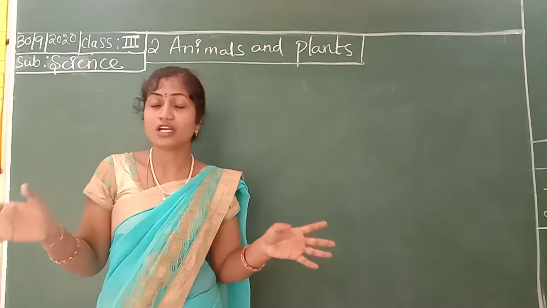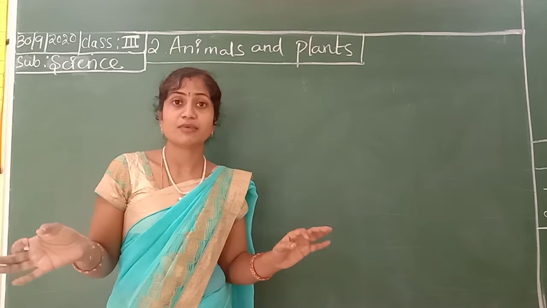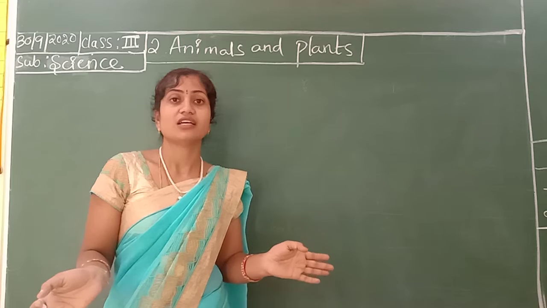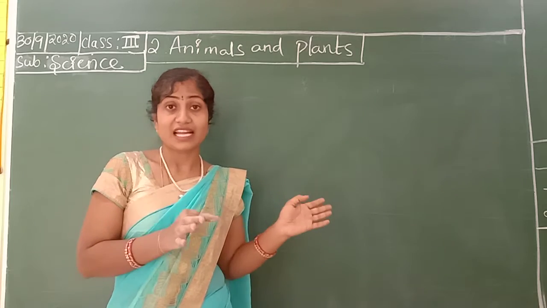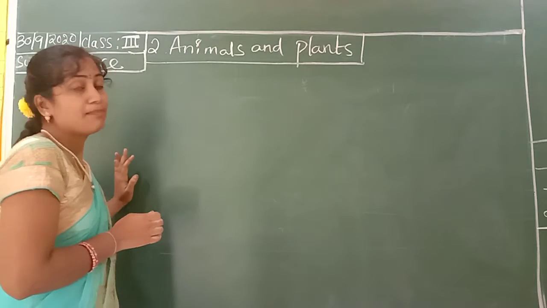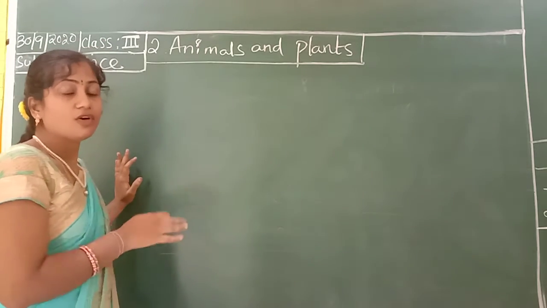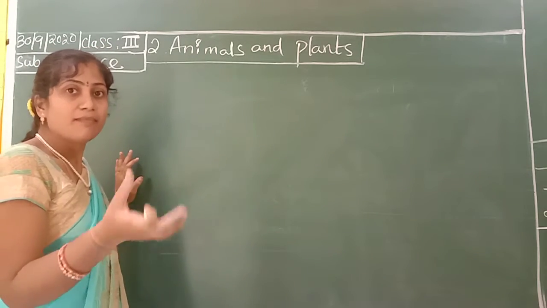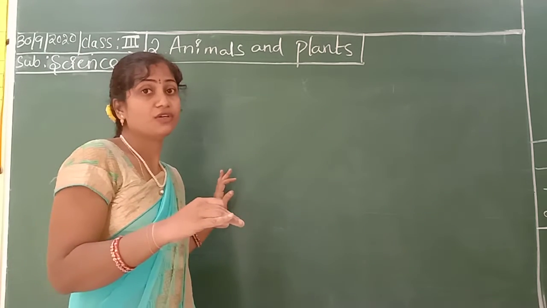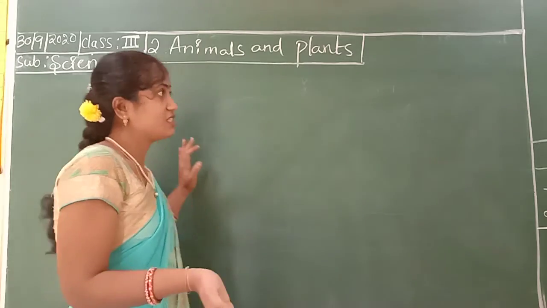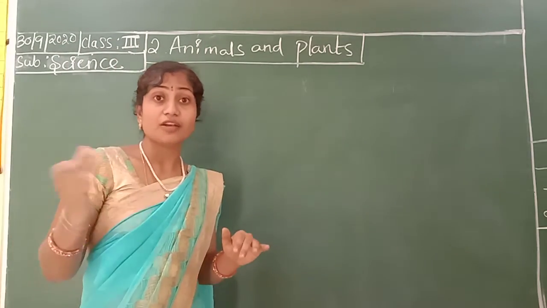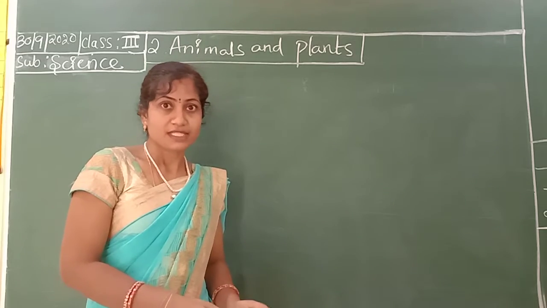In our world, mostly plants and animals only are there. These plants and animals depend on each other. Yesterday we completed some topics. All animals and plants need food. Animals depend on plants and other animals. Plants prepare their own food in the process of photosynthesis. Next, these plants cannot move. They are fixed in a special place.